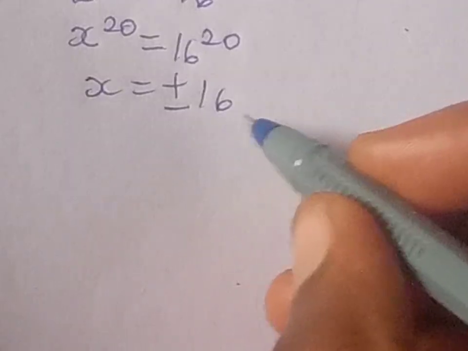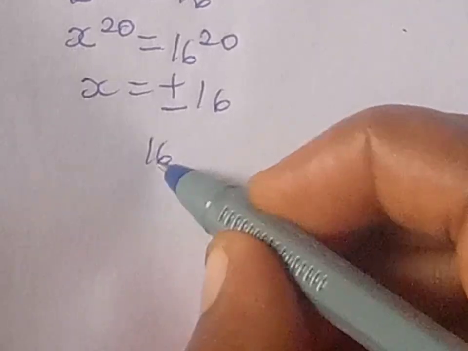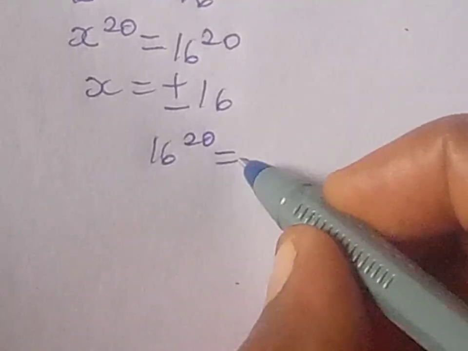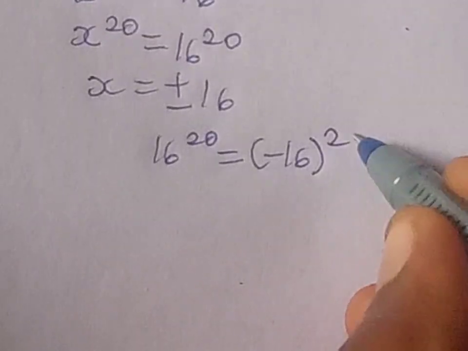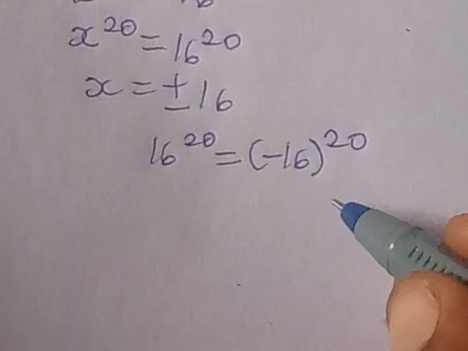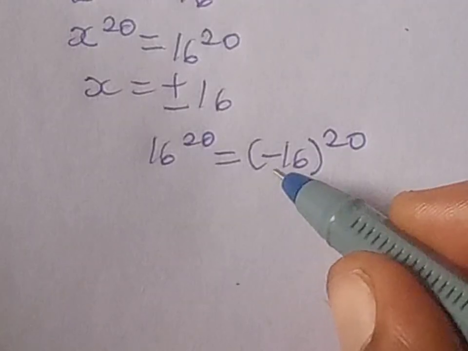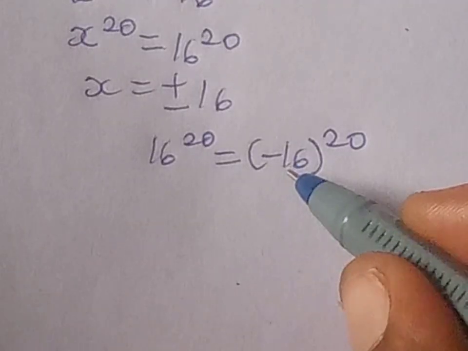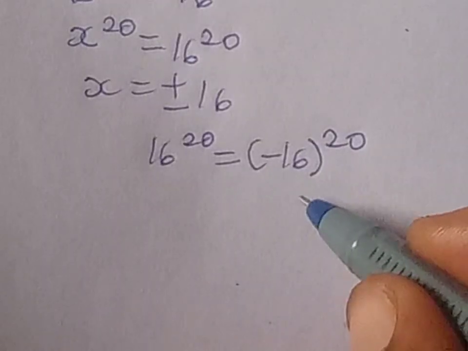Why plus or minus 16? The reason is because 16 raised to the power of 20 equals minus 16 raised to the power of 20. And any even power removes the negative sign. Therefore, both numbers satisfy the equation.